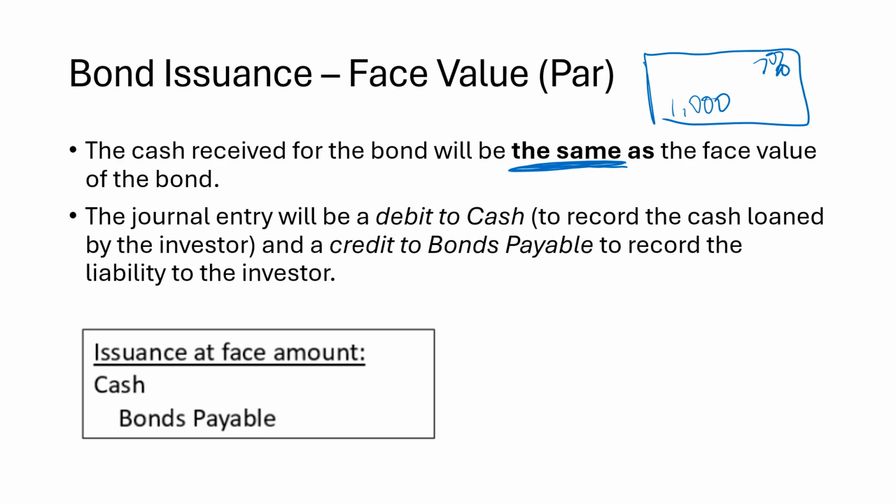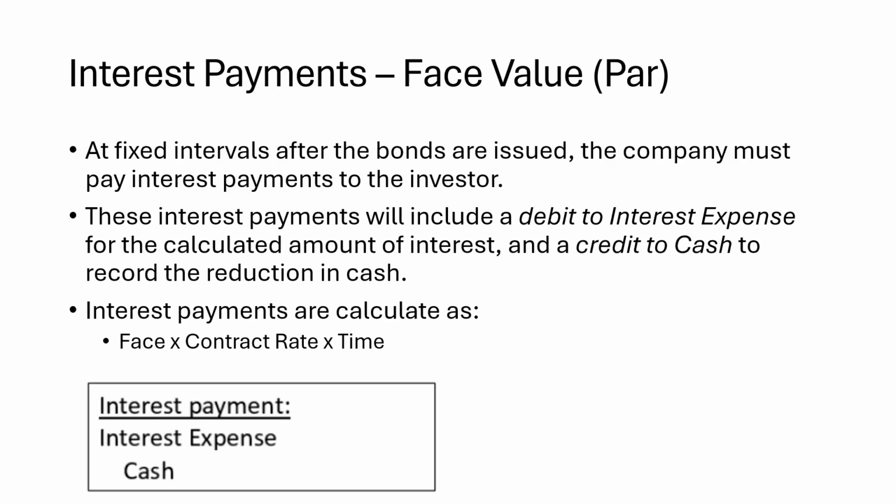So that would be a debit to cash of $1,000 because the corporation is increasing its cash with that money that was invested by the bondholder. And then to record the liability of the $1,000 to be repaid at maturity.